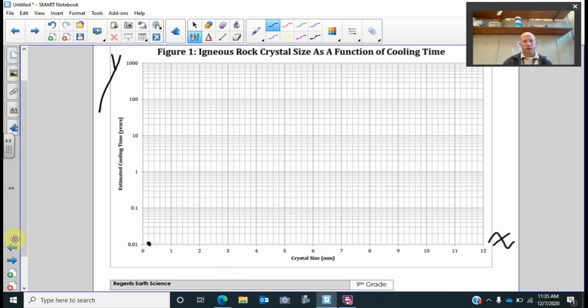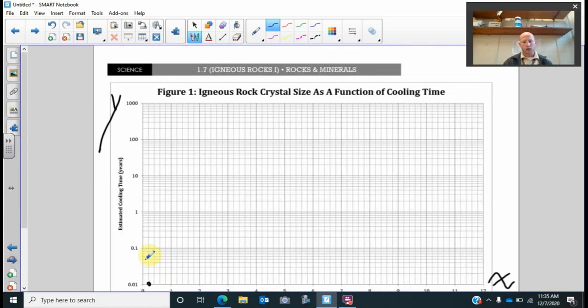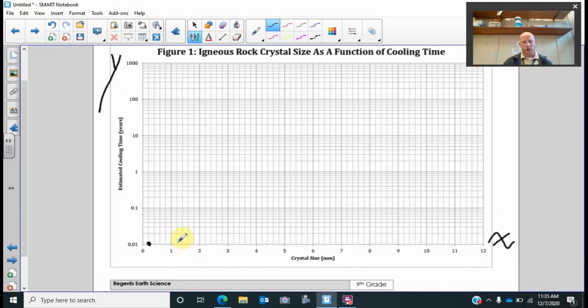What's the next one? Next one is 1.2 and 0.1. So if we go over here, crystal size is 1.2, and then it says 0.1. I'm going to follow it up to here. So 1.2 and 0.1 right here. Whoa, that was a little too big. It went off a little bit, but you understand what I'm saying.